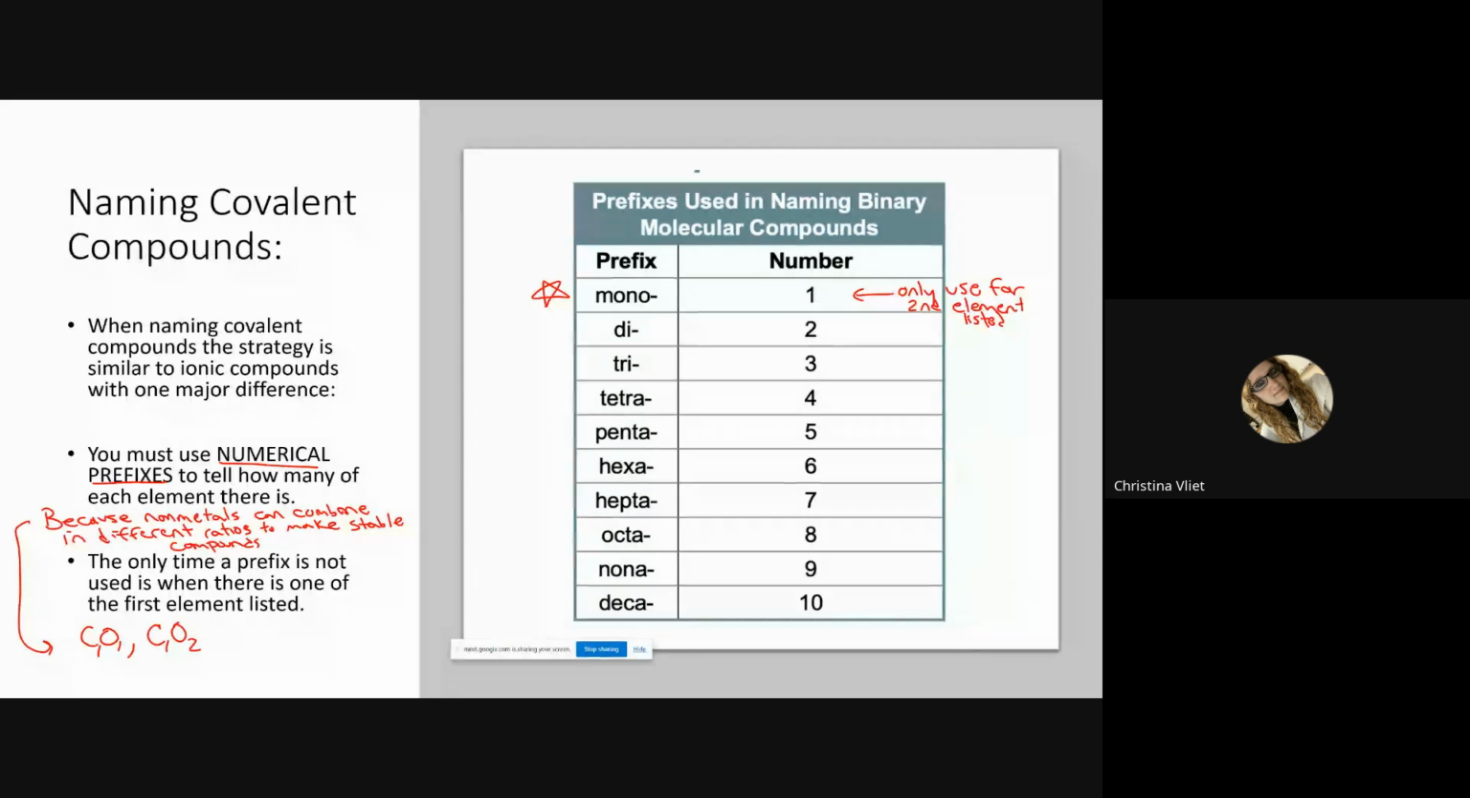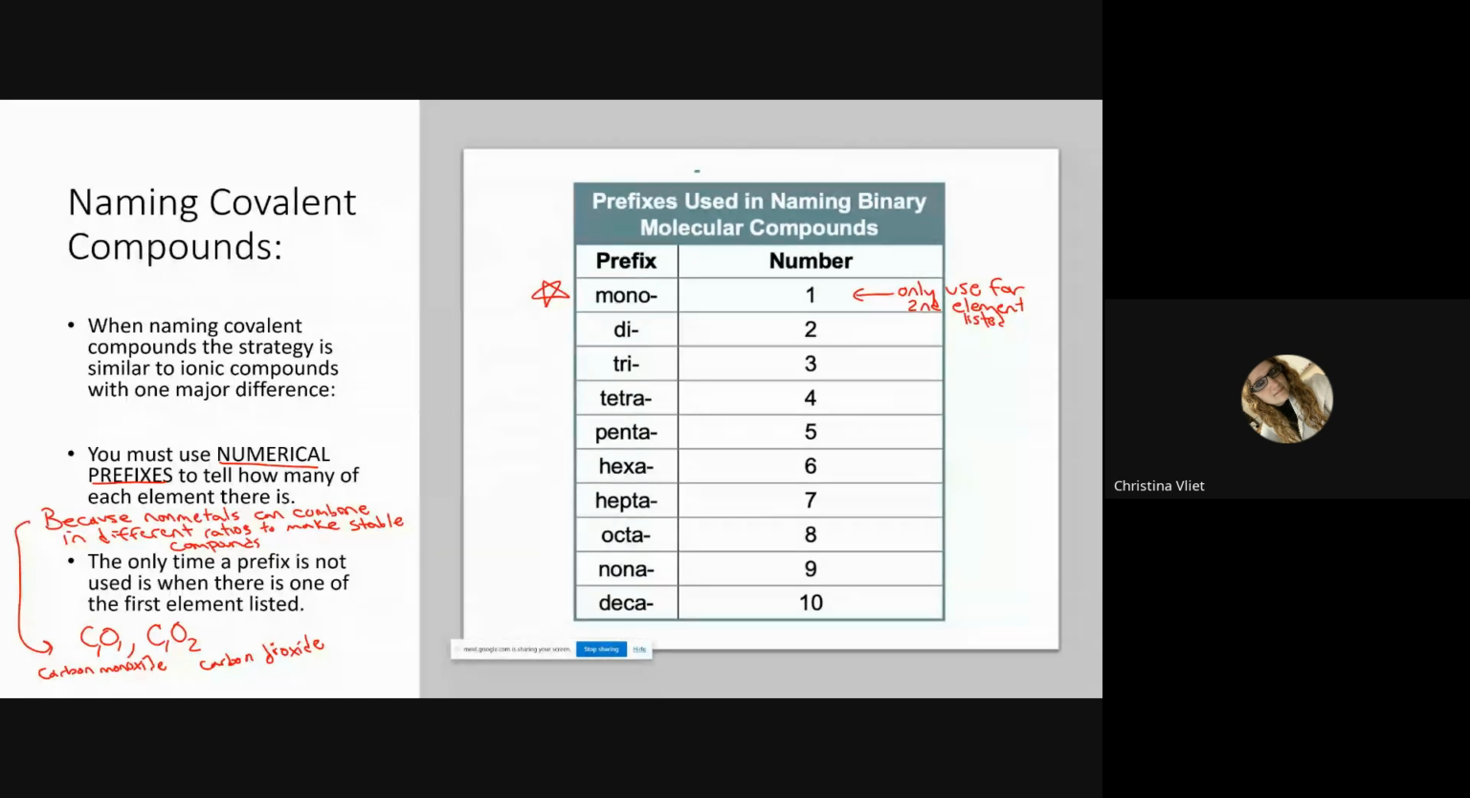And using the example that is most commonly known, CO is carbon monoxide. We don't say monocarbon monoxide, we say carbon monoxide. It's always implied that you have one of the first element, so you don't have to say it. And then CO2 is carbon dioxide. I use these because they're commonly known, so it's easy to see. Carbon dioxide: I've got 1 carbon, 2 oxygens, but I don't use mono for the first carbon.